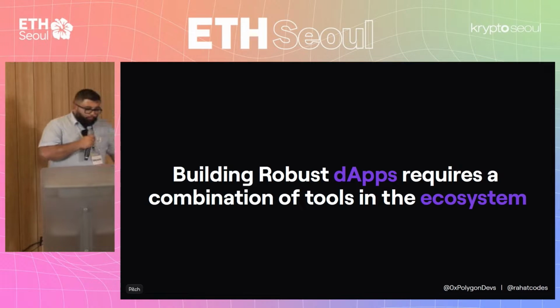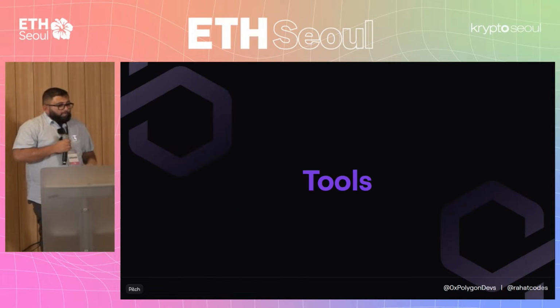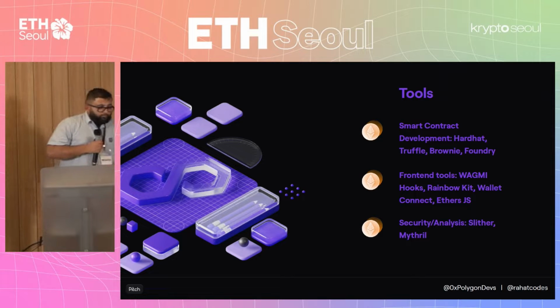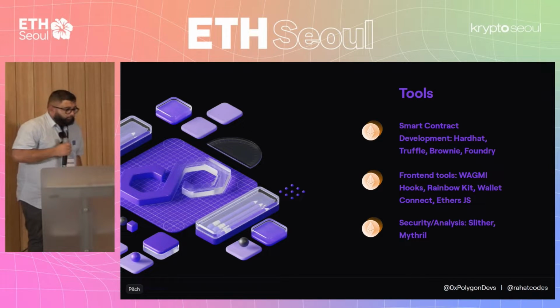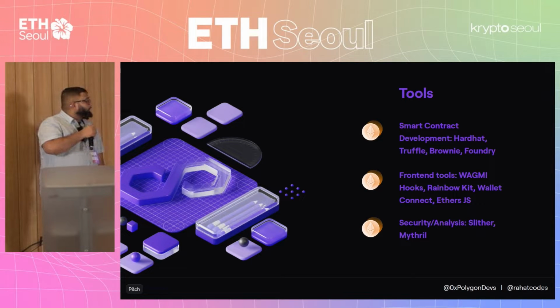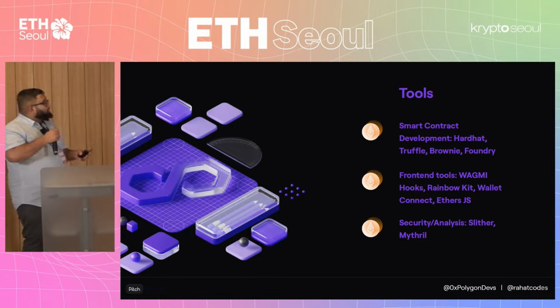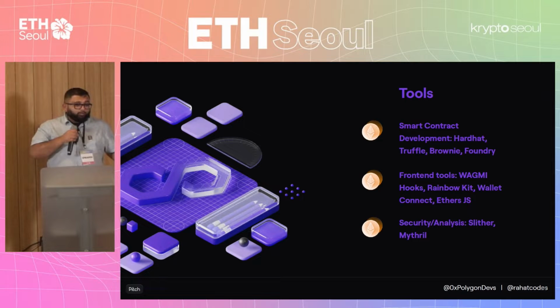So I wanted to go back to this point here. Building robust decentralized applications requires a combination of tools in the ecosystem. So I want to go over a bunch of the tools in the ecosystem that I like using for building out apps. So first, we have just a list of your developer tools. Smart contract development can be done with a few different things. Hardhat and Truffle are very popular, especially if you come from a JavaScript background. These are JavaScript-based tools. Brownie is a good framework if you're more of a Python person.